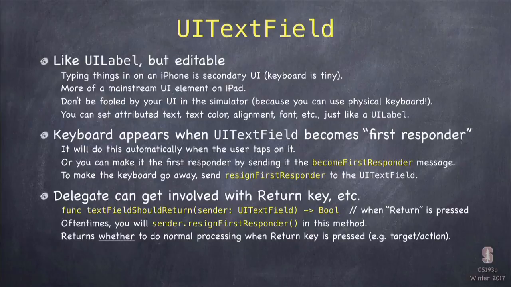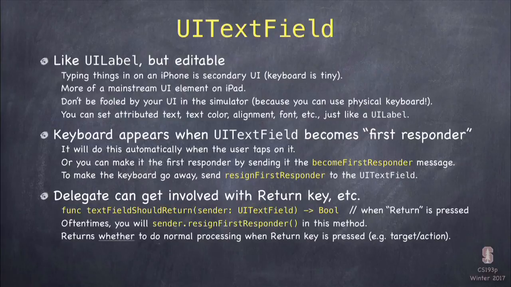UI text field has a delegate. It has about 10 delegate methods. It can do quite a lot of interesting things. For example, when the keyboard comes up, most keyboards have a return key in the lower right-hand corner, okay? And when you hit that return key, you get this delegate method, text field should return. It returns a bool. It's basically saying, should I do what I normally do when you press return? Because text fields are also controls. They can do target action, okay? So it's kind of asking you here, should I do target action? Should I send that action from a control dragged to an IB action? Okay, that's what it's asking here with should return.